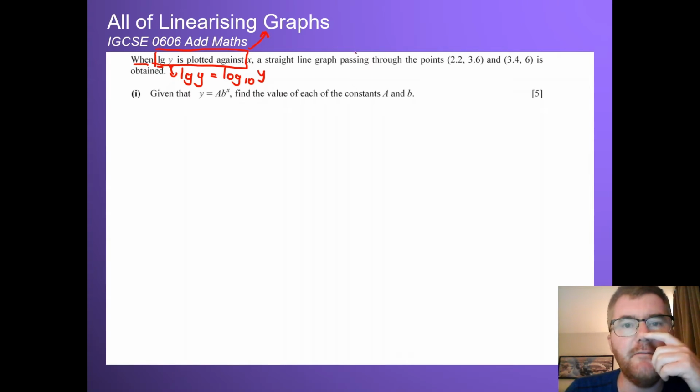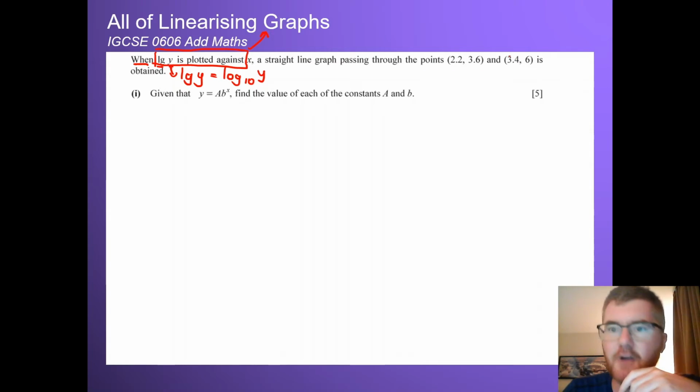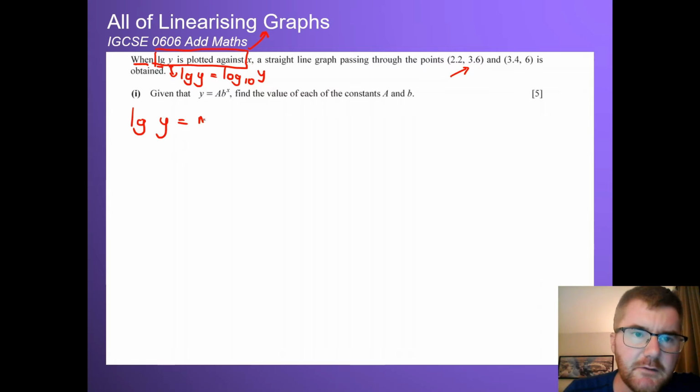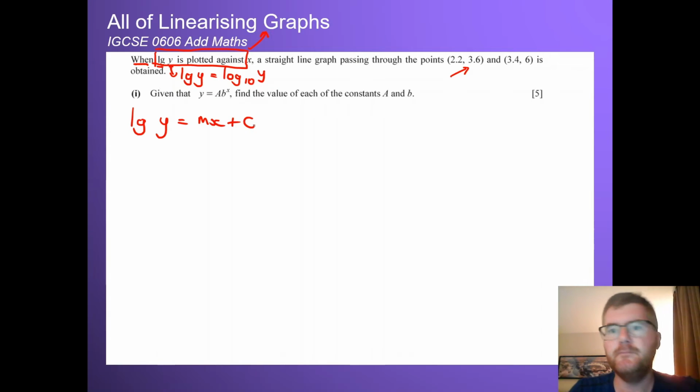A straight line graph passing through the points (2.2, 3.6) and (3.4, 6) is obtained. Given that y is equal to a times b to the power of x, find the value of each constant a and b. Instead of actually having a graph to look at, we've just got 2 points directly that we can work with. So we're considering our equation lg y, so log y base 10, equals mx plus c.